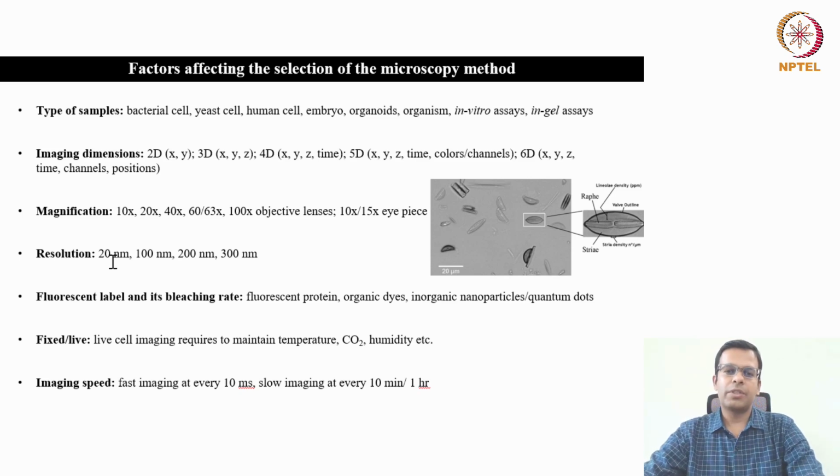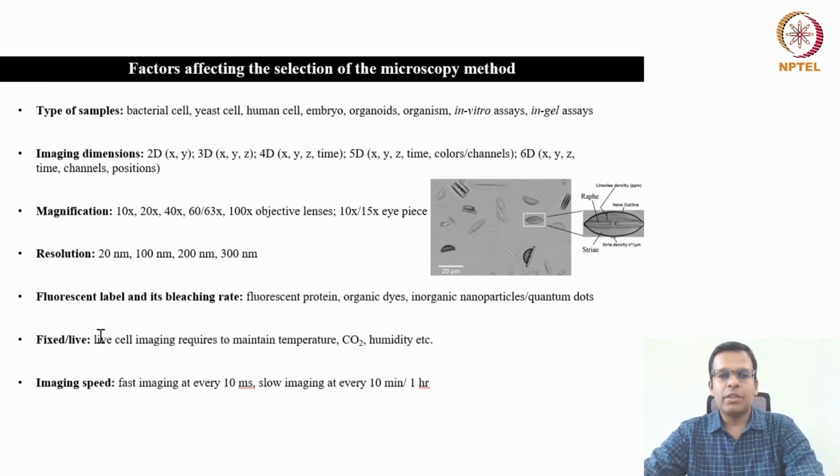Also, you should consider the fluorescent labeling and its bleaching rate. Like fluorescent proteins or the organic dyes are used for fluorescence imaging, and they do have bleaching properties. Okay, they do bleach. So you have to figure out what is the bleaching rate of your fluorescent dyes or the fluorescent proteins. If they are bleaching faster, you should go for some mild imaging technologies such as multiphoton imaging or the light sheet imaging. And if your fluorescent label is quite stable, you can go for the epifluorescence illumination. Those things we are going to discuss in one of the next class in detail.